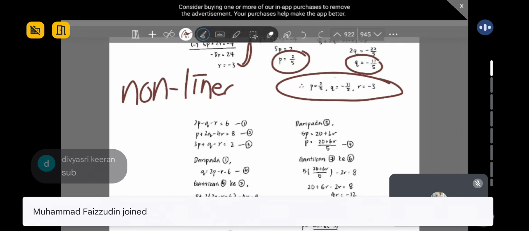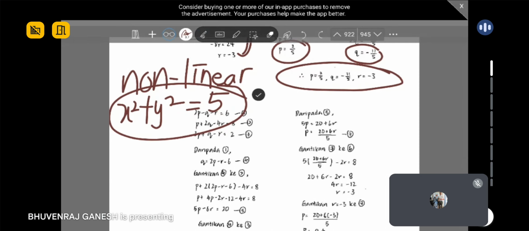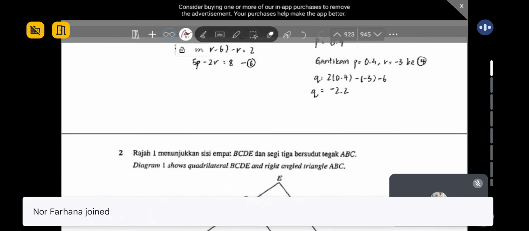Non-linear means something like this, guys. Persamaan kamu macam ni. This is what we call a non-linear equation. Persamaan bukan linear. So for this kind of equation, you can only use the substitution method. Kaedah penggantian sahaja. Alright? So we go to the next question.